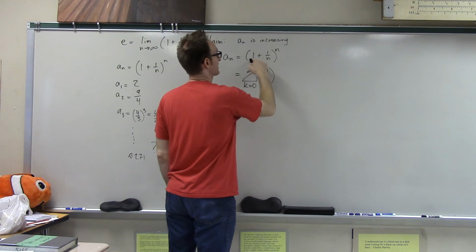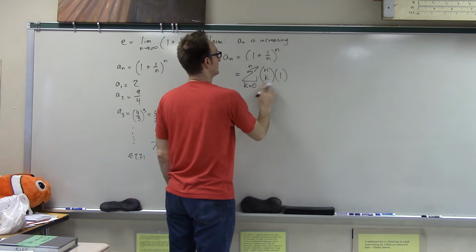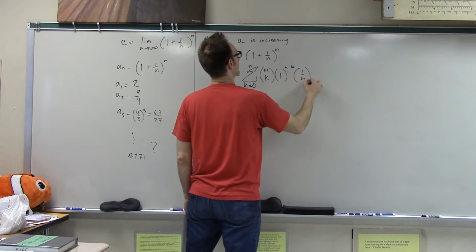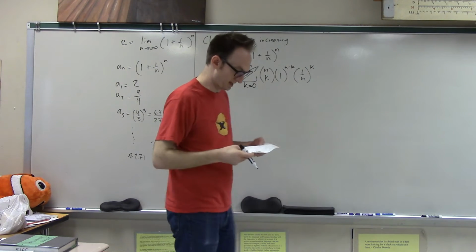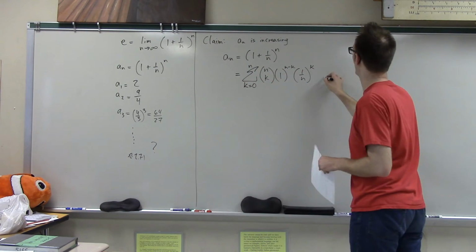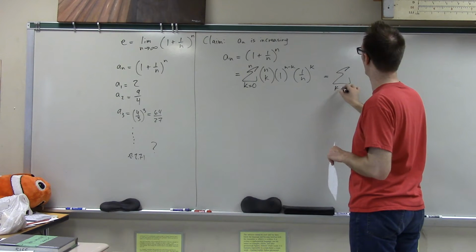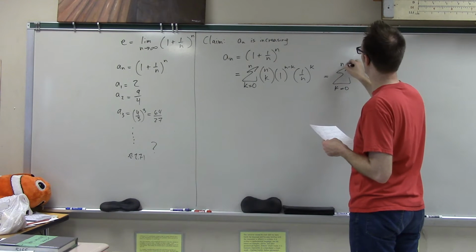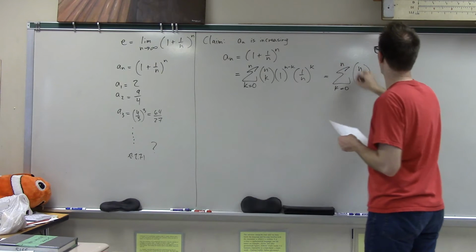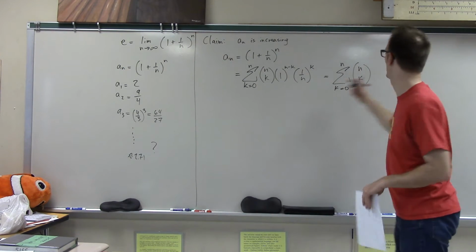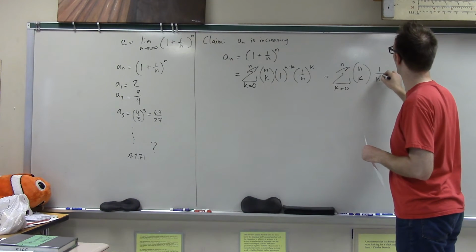And then it's like times that number to the n minus k, and then 1 over n, the other number to the k. Yeah, that's exactly right. Okay, so we can write this out as the sum. So we can just simplify this slightly. So we have n choose k, and then that's just 1, and this is just 1 over n to the k.